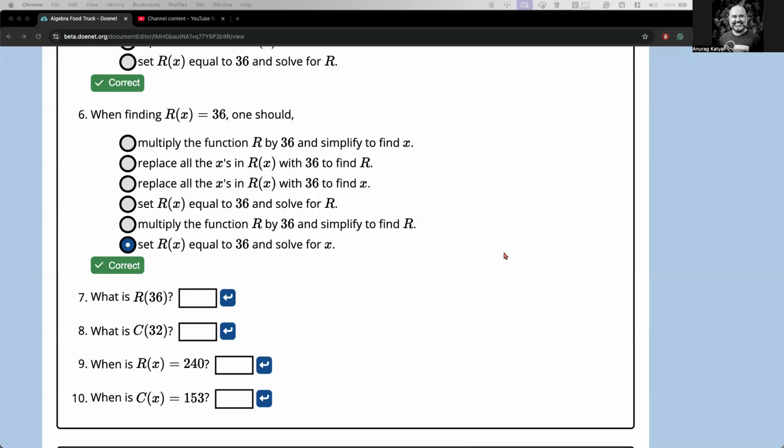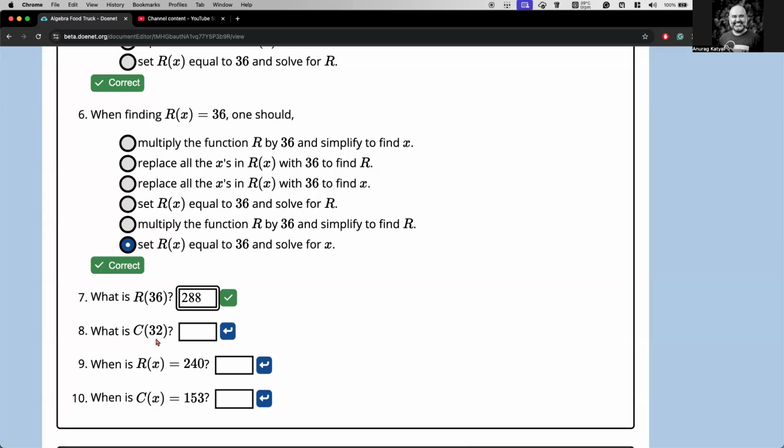8X, $8 per burger. R of X, the function is R of X equals 8X. 288, I hear. I'm guessing that's just 36 times 8, which is R of X. So R of X is 8 times X. So that's what R of 36 is.